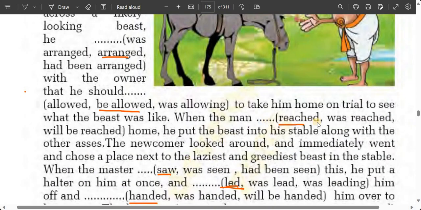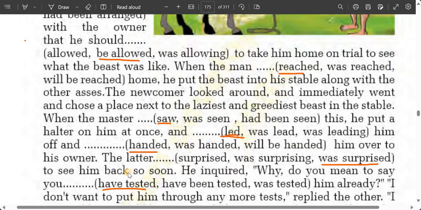When the man reached home, he put the beast into his stable along with other asses. The newcomer looked around and immediately went and chose a place next to the largest and greediest beast in the stable. When the master saw this, he put a halter on him and at once led him off and handed him over to his owner.